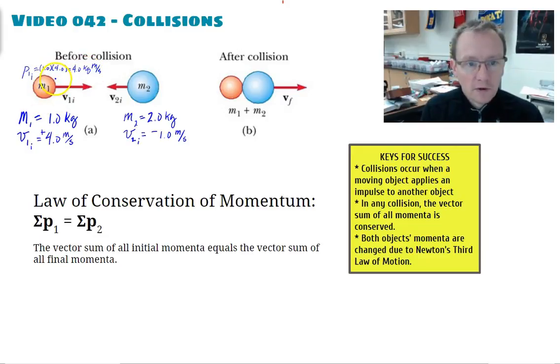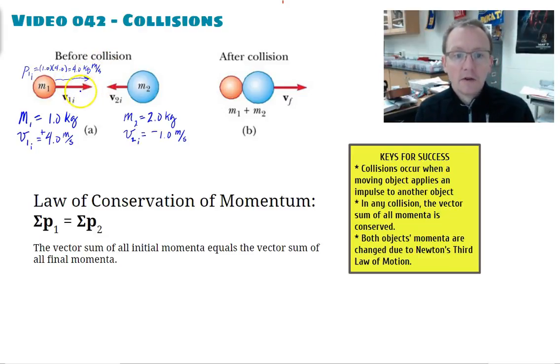So if I wanted to, I could also draw a momentum vector. That would also be 4 kilogram meters per second long in the rightward direction. Okay, so it's moving that way.